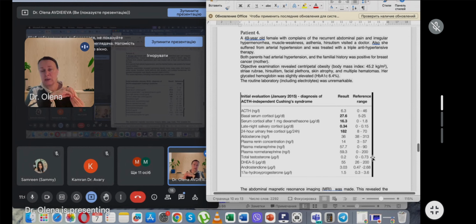So she has specific signs of cortisol hyperfunction, hypercorticism, and we should determine the reason for this hypercorticism. For this purpose, we prescribed different hormones for laboratory testing, and we have results.